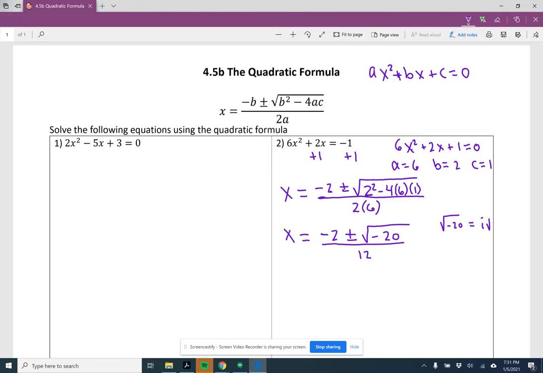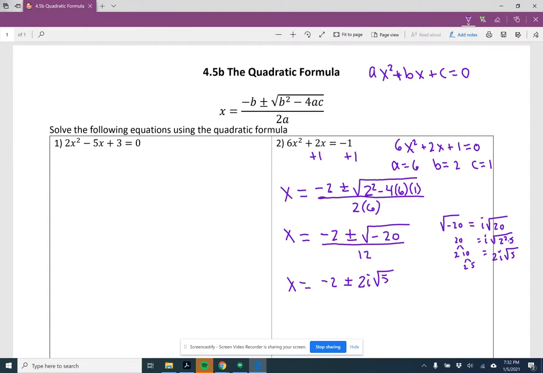The negative comes out as an i. And then we're going to simplify the square root of 20. Let's see. 20 is 2 times 10. 10 is 2 times 5. So we can make that 2 squared times 5. The 2 squared will come out as a 2. We have 2i times the square root of 5. Okay, so back over here. We're going to simplify that square root of negative 20 to 2i square root of 5.